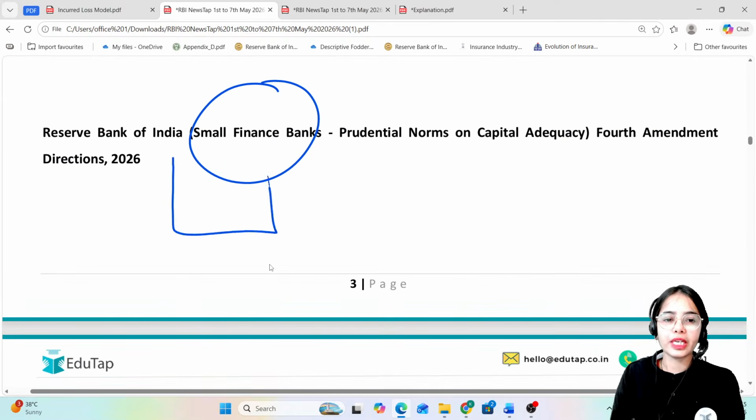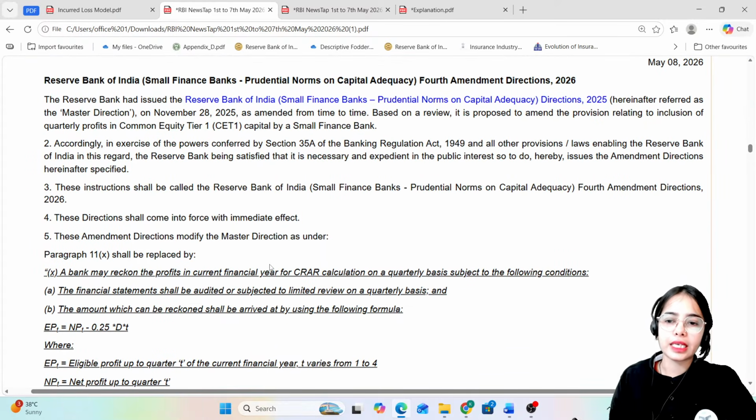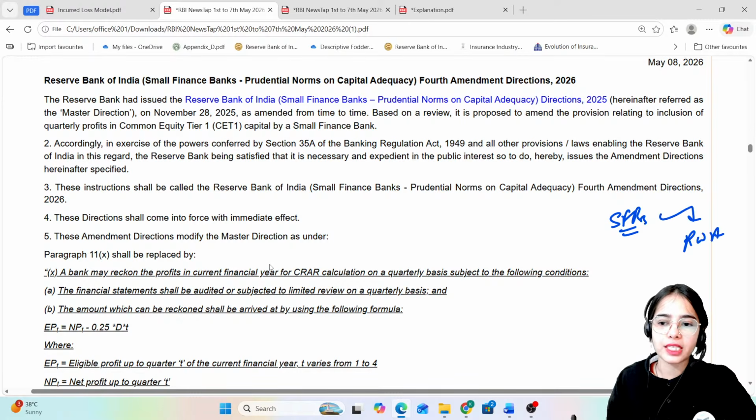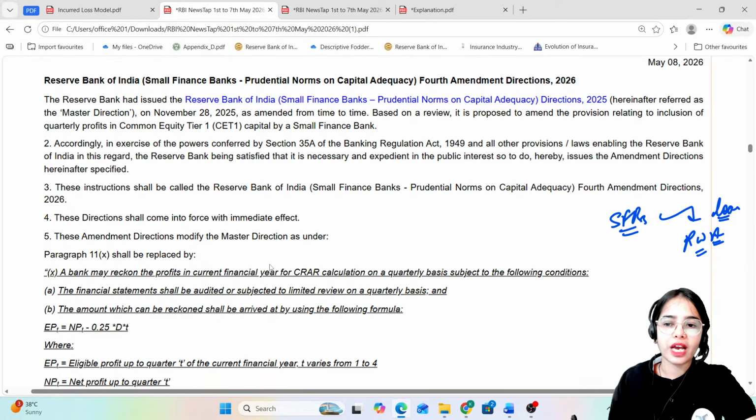So the Reserve Bank of India has also released the Small Finance Banks Prudential Norms on Capital Adequacy 4th Amendment Directions 2026. Basically the same thing has been said. In the small finance banks, against the risk-weighted assets, small finance banks are providing loans that are the asset for the bank because the bank is earning interest on these loans, but the loans have some risk weight.